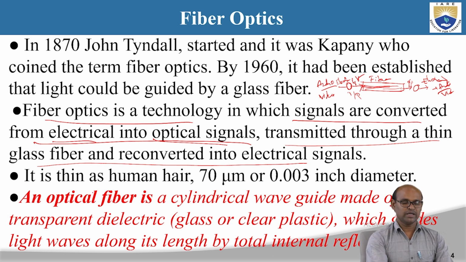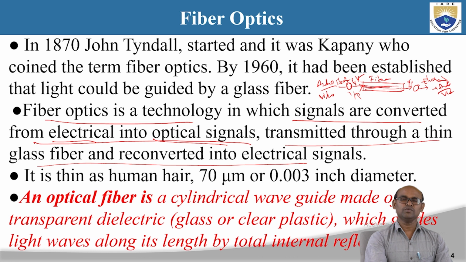Looking at its diameter, optical fiber is very thin, about as thin as a human hair, around 70 micrometers or 0.003 inch in diameter. So how do we define optical fiber? An optical fiber is a cylindrical waveguide made of transparent dielectric. It can be either glass or clear plastic, which guides light waves along its length by total internal reflection.